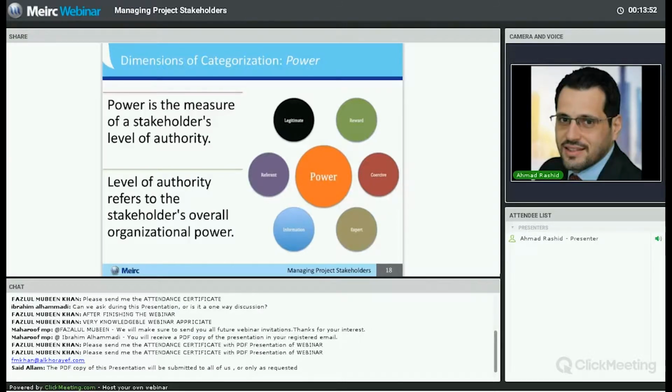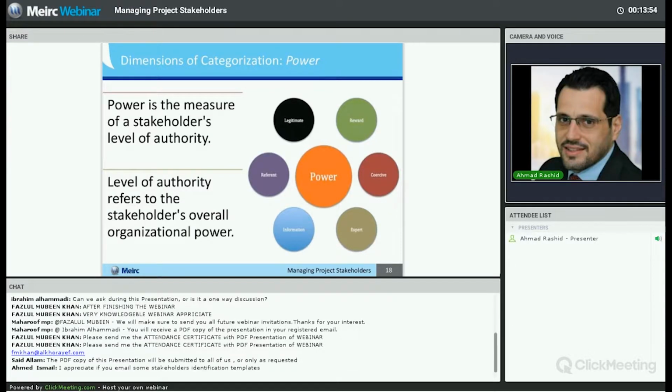So power basically is the measure of a stakeholder's level of authority. So a stakeholder having high power means that they have a high level of authority. And this refers to the stakeholder's overall organizational power. Do not confuse power with impact, please, because power means that a stakeholder is very influential in their organization, but they might not have any impact on your project.